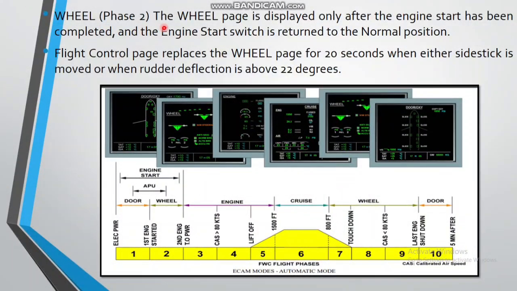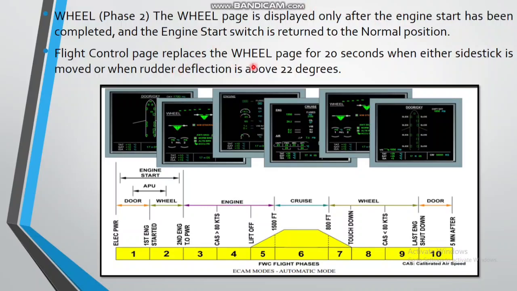The wheel page is part of phase 2. The wheel page is displayed only after engine start has been completed and the engine start switch is returned to the normal position. So this page will come out automatically once engine start is completed and the mode selector switch is in the normal position from ignition. Then the wheel page will automatically come out.